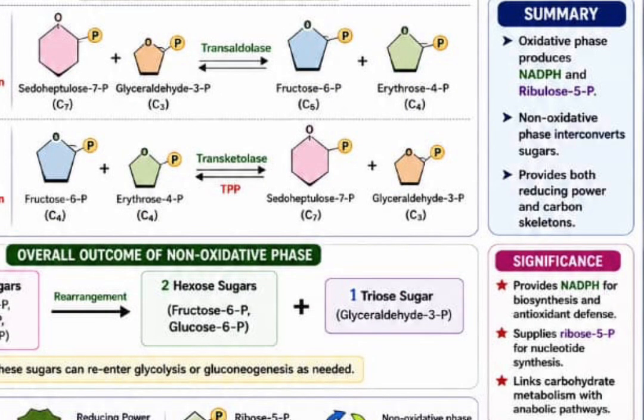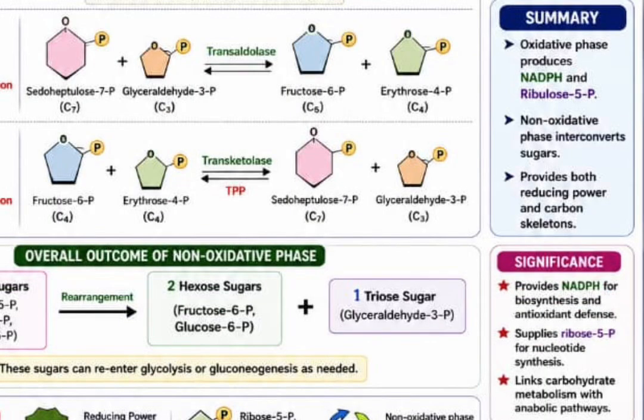So the help of the HMP shunt is to produce NADPH, give off CO2, and also produce ribulose 5-phosphate, which gets isomerized to ribose 5-phosphate. This is the end product. Ribulose 5-phosphate is a keto pentose sugar, while ribose 5-phosphate is an aldopentose sugar. And also we are getting sugars that are intermediates of glycolysis. So that is the goal of all these reactions.